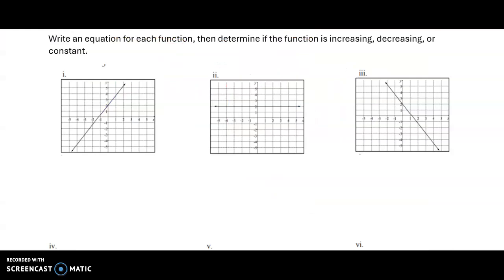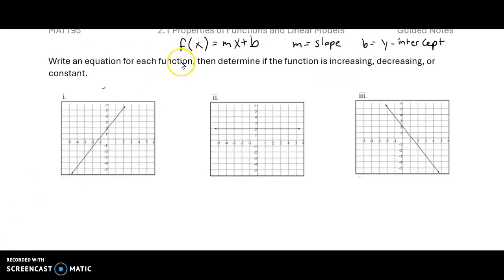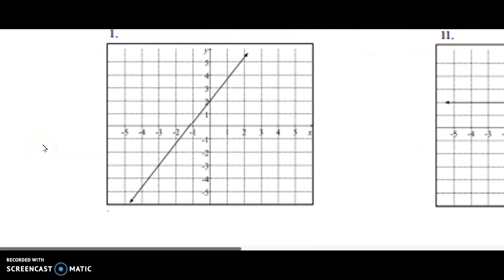Let's use what we just learned about linear equations to determine an equation for each of these functions, and then we're going to determine if each function is increasing, decreasing, or constant. Remember, a linear equation takes the form of f of x is mx plus b. So we need to find the slope of each line and the y-intercept and then put it together. Let's look at example 1. I'm looking at this graph here, and I can see that the graph crosses the y-axis at 2. Here's the point (0, 2). So our y-intercept b is equal to 2.